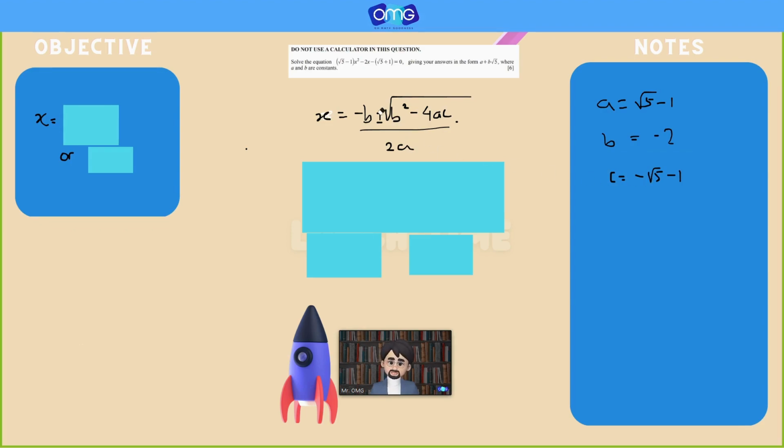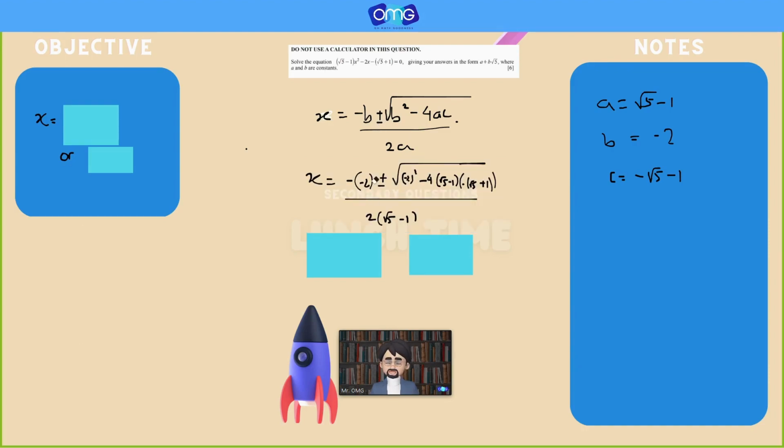If we multiply that, okay? We put the a, b and c into this. And if we calculate, using surd, we get x equals to 3 plus square root 5 over 2. That was easy, right? And the other one will be x equals minus 1. And that's the answer.